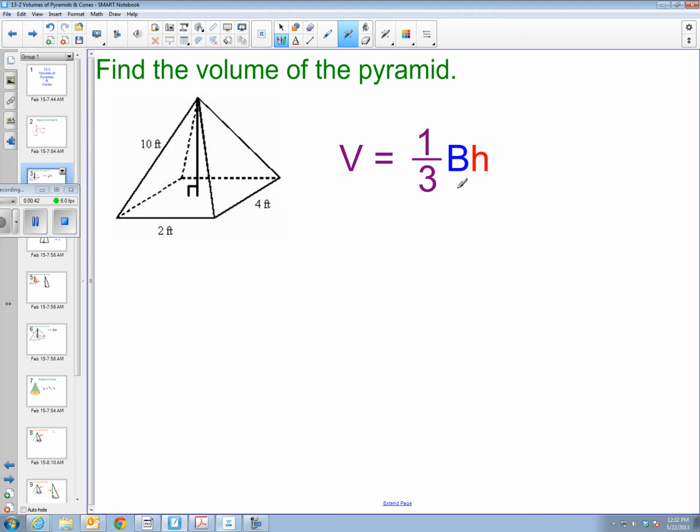Let's try a problem with this formula. The formula again is 1/3 base height. You'll notice from this picture I don't have the height. I also don't have any easy way to actually calculate this value for this height. What I'm going to need to do is calculate this blue slant height and use that to get my actual height of my object. So I have to get the slant height first, and then I'll get the actual height of the object.